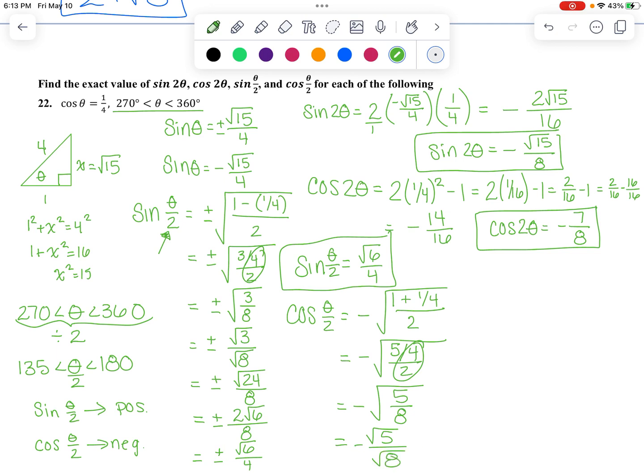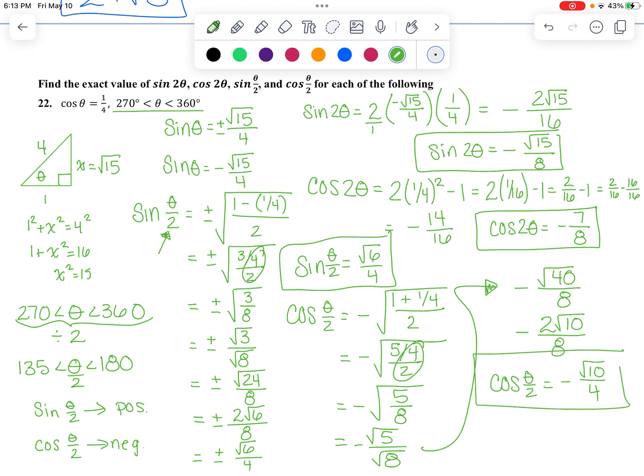Square root the top and the bottom. Rationalize your denominator. Square root of 40 over 8, but square root of 40, 40 divides by 4, so it's 2, square root of 10 over 8, which is negative square root of 10 over 4.